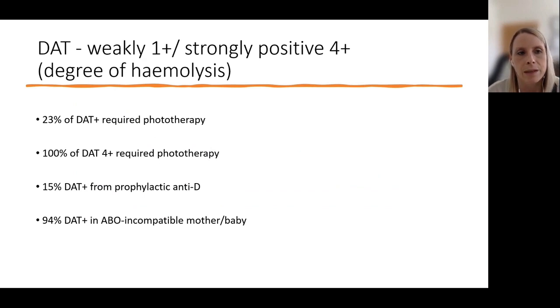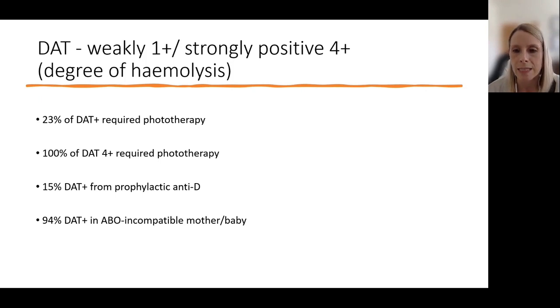And the DAT test can be reported in a spectrum, so from weakly positive 1+ to strongly positive 4+. And this helps us to decide what's going on with that baby in the context of their clinical picture. We know if it's reported as 4+, which is strongly positive, then 100% of these babies will require phototherapy, and there is some hemolytic process going on, whether it'll be Rhesus incompatibility or another incompatibility. But we know if they're 1+, so just weakly positive, it may be that they just require a bit of phototherapy. So 23% of these babies require phototherapy. So, you know, there's a high proportion, three-quarters of them don't require phototherapy.